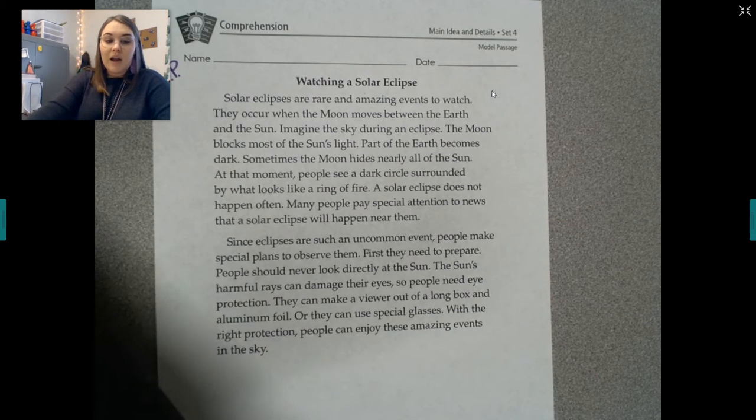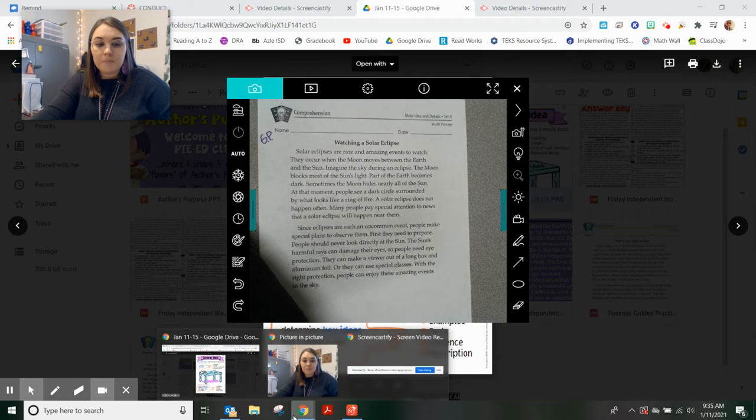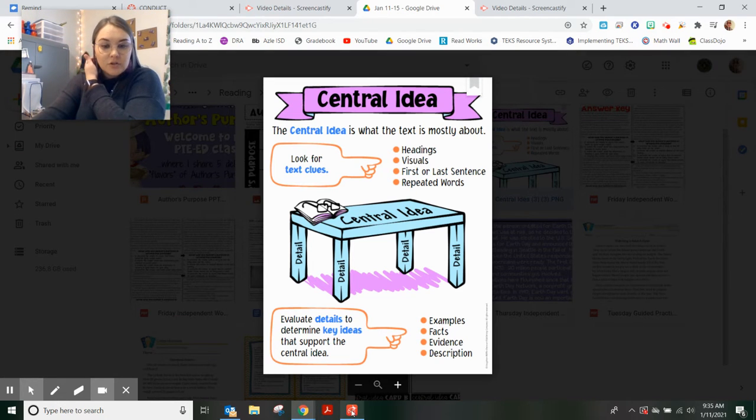So one thing our anchor chart shows us, if we want to go back and look at that real quick, is that we should look at the headings, the visuals, first or last sentence, and repeated words in order to figure out our central idea.